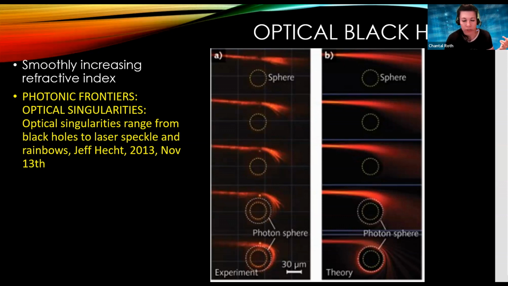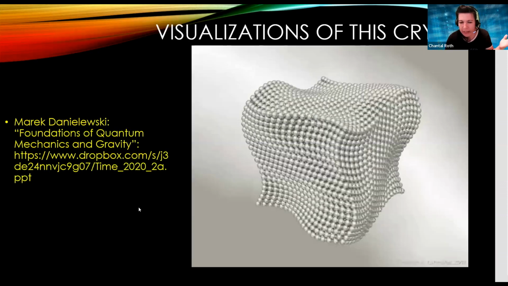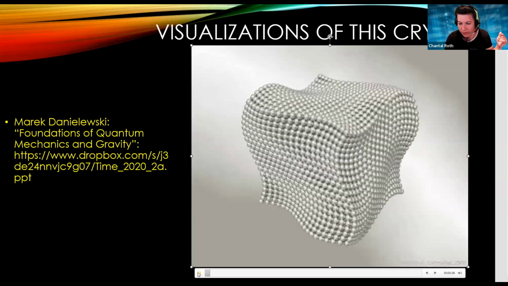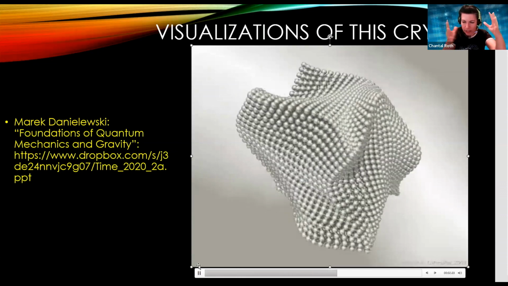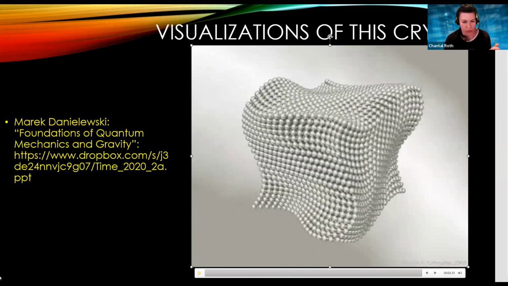So what could this crystal look like? And of course, we don't know, right? We really don't know. Nobody can see it. This is just something I found. This is from Marek, an example of how this crystal might wobble.